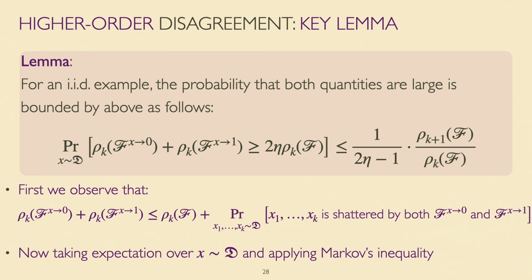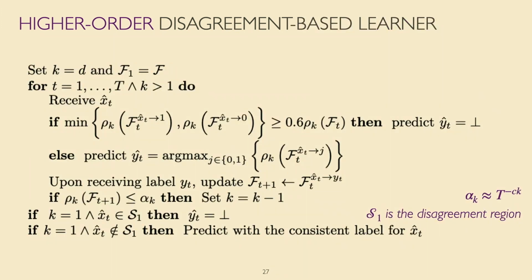I don't have the slides to talk about the idea for the VC dimension 1 class, but let me mention just a high-level idea. Let me go back to the algorithm. What the algorithm needs here is to estimate this quantity rho k, for which we were using the distribution, right?